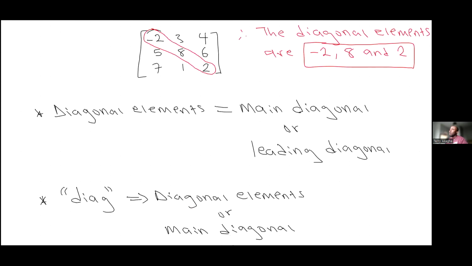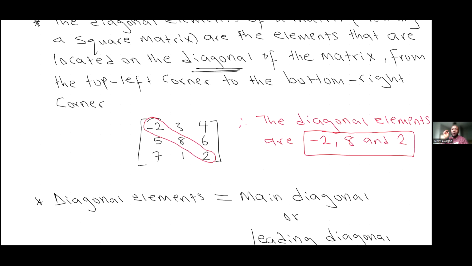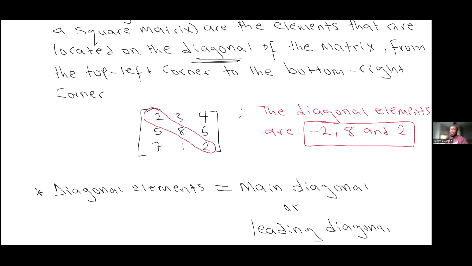Now the next thing I want to talk about is the upper diagonal and the lower diagonal. When we say the diagonal of a matrix, it divides it from the top left to the bottom right. All the elements in the upper part are called the upper diagonal, and all the elements in the lower part are called the lower diagonal. So in this example, the upper diagonal is all the elements here, and all the elements here are the lower diagonal.